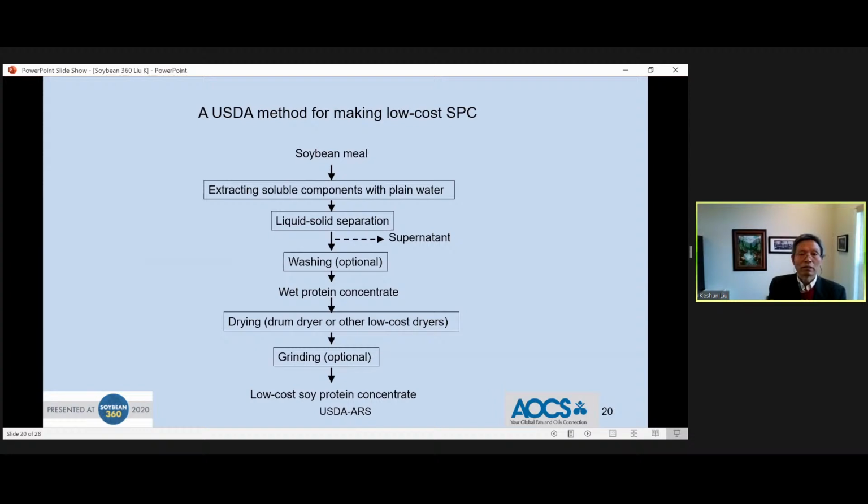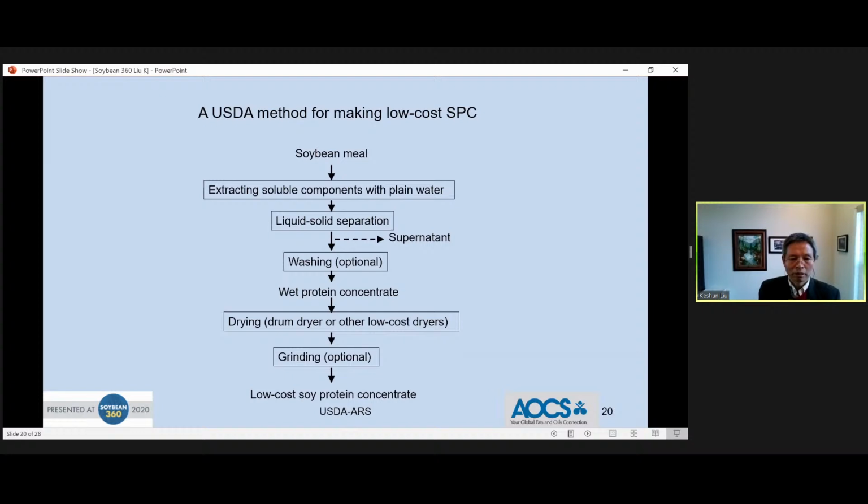Let's show the methods developed a few years ago for making lower cost soy protein concentrates. We start with soy meal, the raw material, extract the soluble components with plain water, and go through liquid-solid separation. Then a washing step is optional. Through washing, you use more water, but it increases the protein content in the final product. The drying is through the lower cost drying method I just discussed.